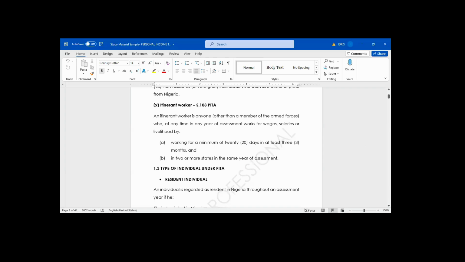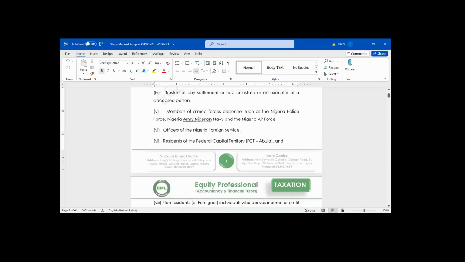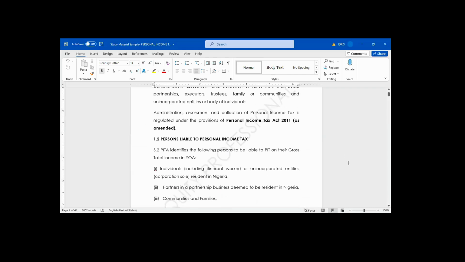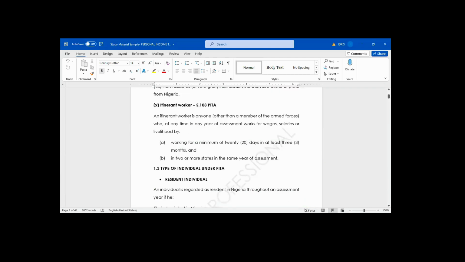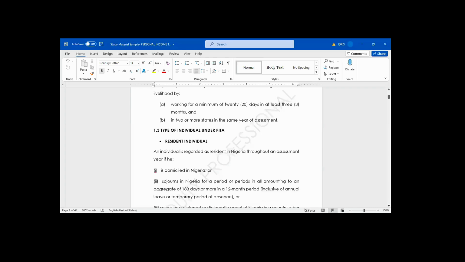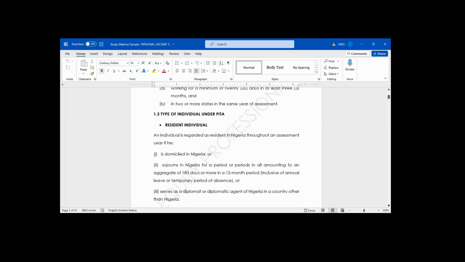When we talk about individual, we talk about employee, we talk about sole proprietorship. That is what individual means. Employees or sole proprietorship. And we are talking of resident individual and non-resident individual. Who is a resident individual? A resident individual is a person that domiciles or resides in Nigeria for more than 183 days.